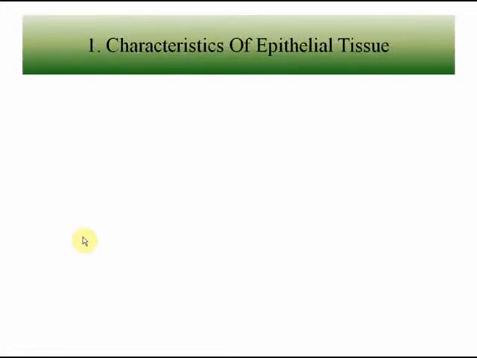Now, we'll study the characteristics of epithelial tissue. In general, epithelial tissue covers the whole surface of the body. Like, your skin is composed of epithelial tissue. It also lines your body cavities and major organs. These tissues specialize to form the covering or lining of all internal and external body surfaces.